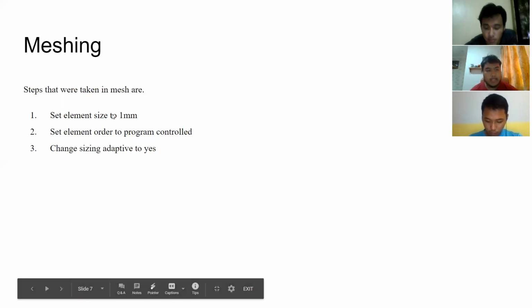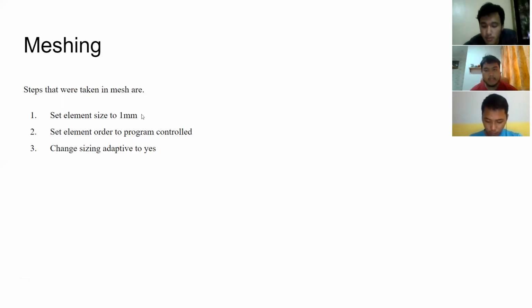So this 1 mm varies for all the models, but for our bullet we just make it constant at 1 mm because, as I said just now, our bullet is very small. So we set our element order to program control, and if we don't want program control, we can also make it quadratic. Then we change the sizing adaptive from no to yes.